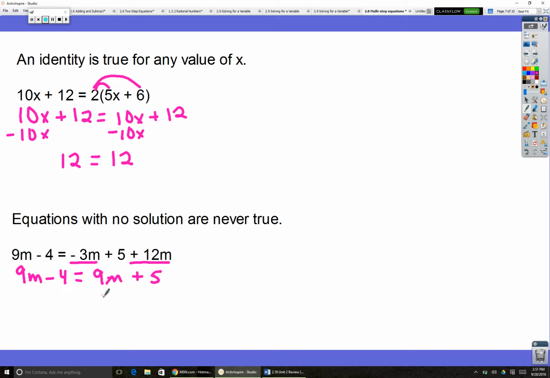Now you may already be able to see that there's nothing you could put in for 9m because this side is subtracting 4 and this side is subtracting 5. But let's continue to try to move our variables. If I subtract 9m from both sides, I don't have any more variables. And I have a statement that says negative 4 is equal to 5. Well, that is not true. Negative 4 does not equal 5, so this equation has no solution and it is never true.